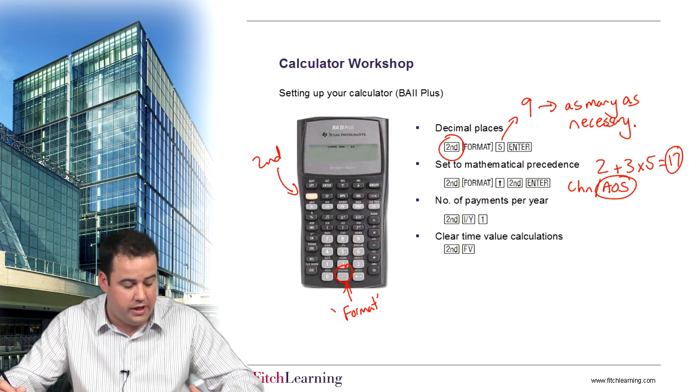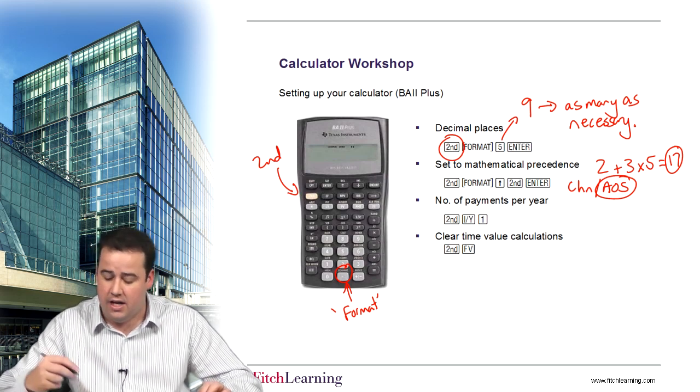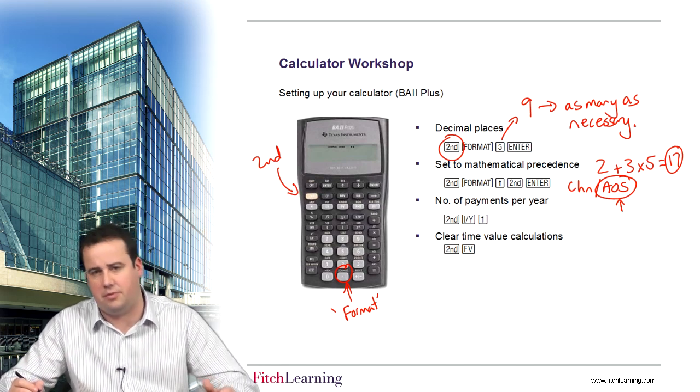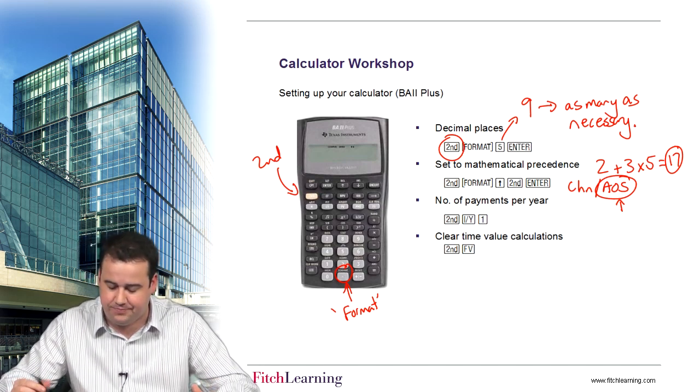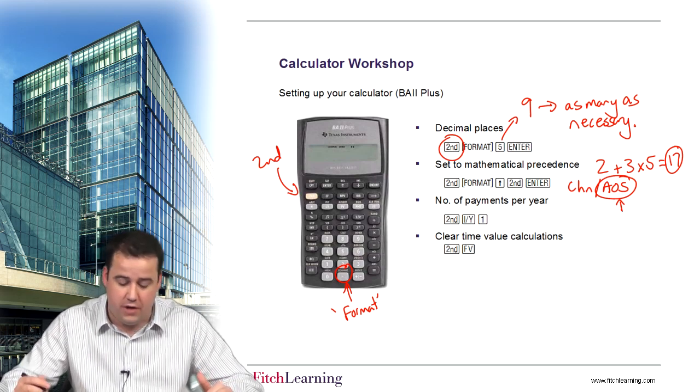To toggle between CHN and AOS, you hit second enter when it's on the screen. And if you do that a couple of times, you'll see it goes between CHN and AOS. Leave the calculator in AOS and then go and try 2 plus 3 times 5 again, and it should give you 17.